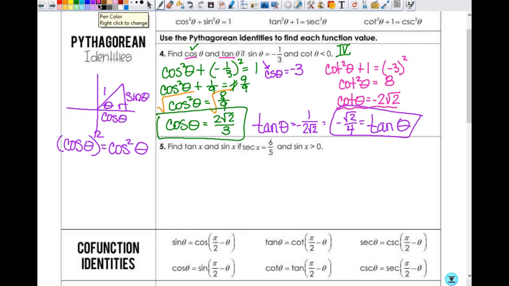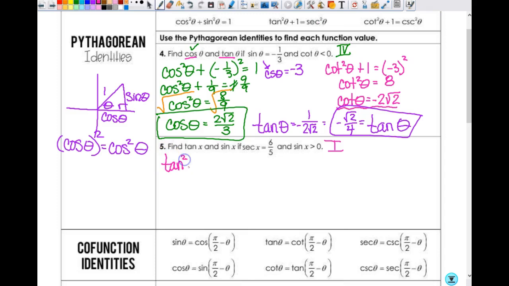I want to find tangent and sine if secant is 6/5 and sine is greater than 0. So what quadrant would this have to be? If cosine and sine are both positive, it has to be in quadrant 1, which means everything's positive. All right, so I have secant. I have a Pythagorean identity up here with secant in it that will give me tangent, so that's good. So we'll start with that one.